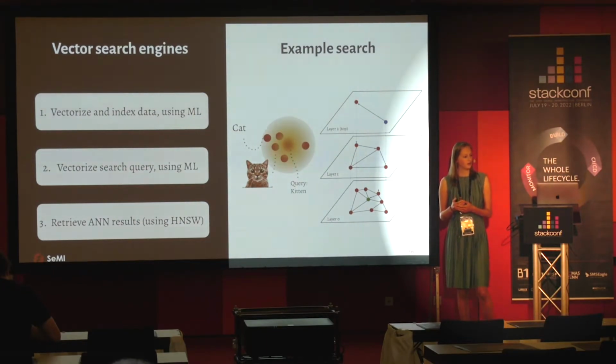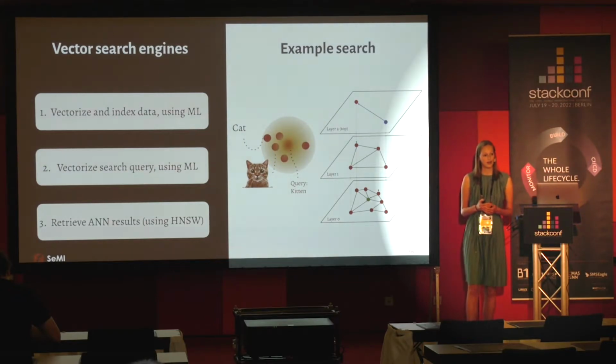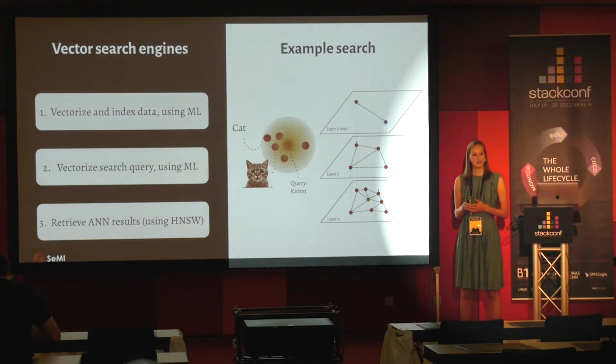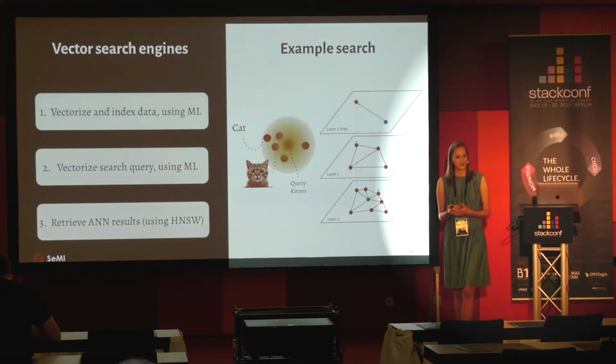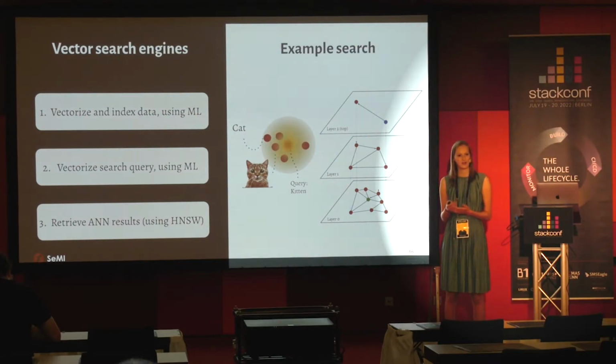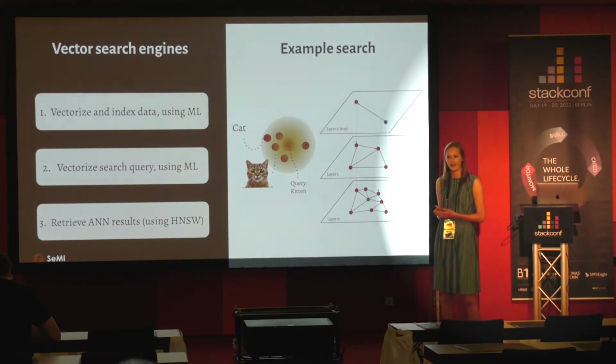One example of an ANN algorithm is HNSW. I don't want to go too much into that, but basically it uses graphs and graph structures and links between data to retrieve the most similar items to a search query in the most efficient way. And it's called approximate nearest neighbor search instead of KNN because it's approximate. We want this in a very efficient way, so this means we cannot reach 100% accuracy, basically.